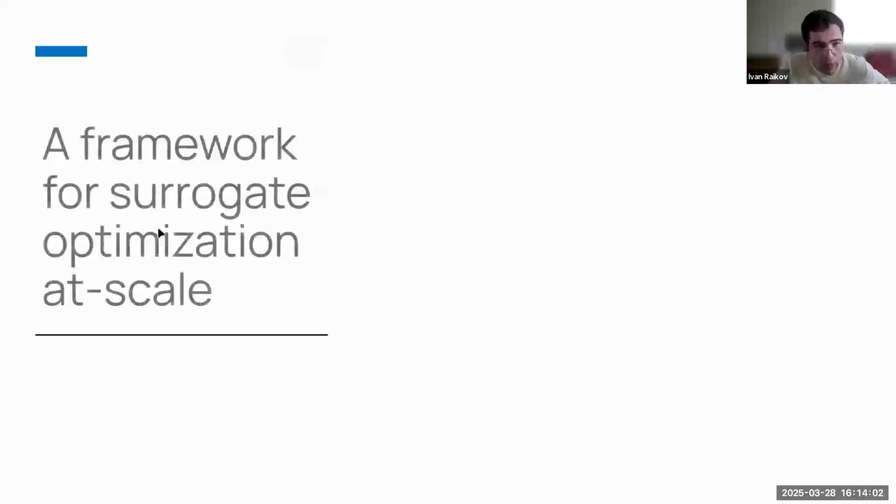And so we believe that the framework we have been developing for surrogate optimization would play a big part in solving these problems, in allowing us to understand complex multi-scale neural circuits.